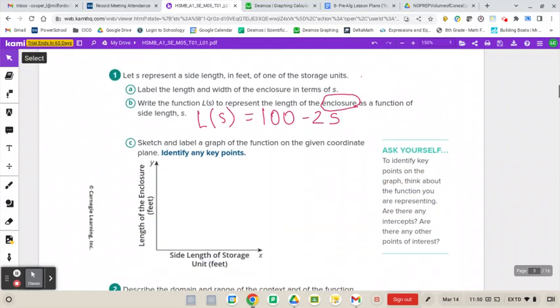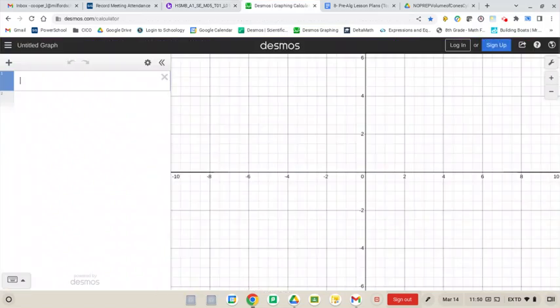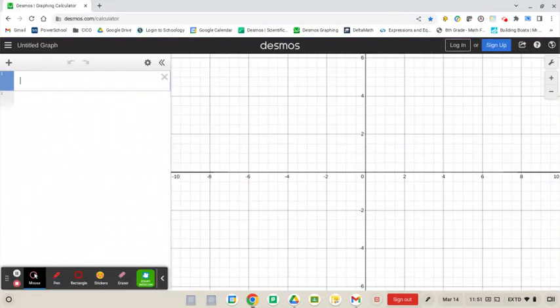And then it says sketch and label the graph of the function on the given coordinates. So it says 100 minus 2S. Now, if I type that in here, hold on.